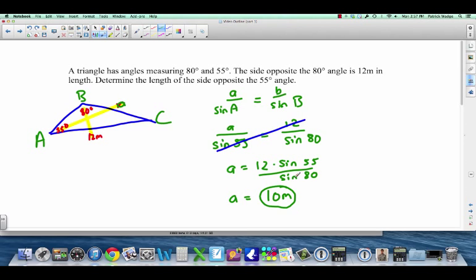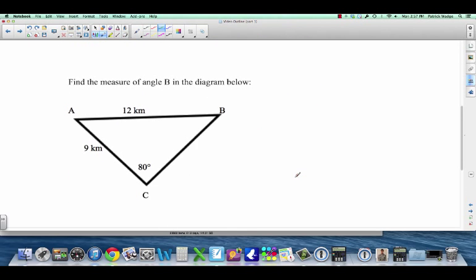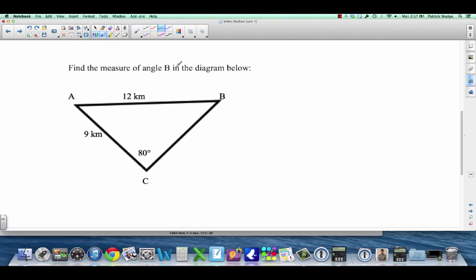Okay? Great. Next one. Find the measure of angle B in the diagram below. So you want to know this angle right here. Remember, you need some pairs. So for this angle B, yes, we have the pair with the side across. And here's our pair here. We have the angle and the side there. So we're good to go.